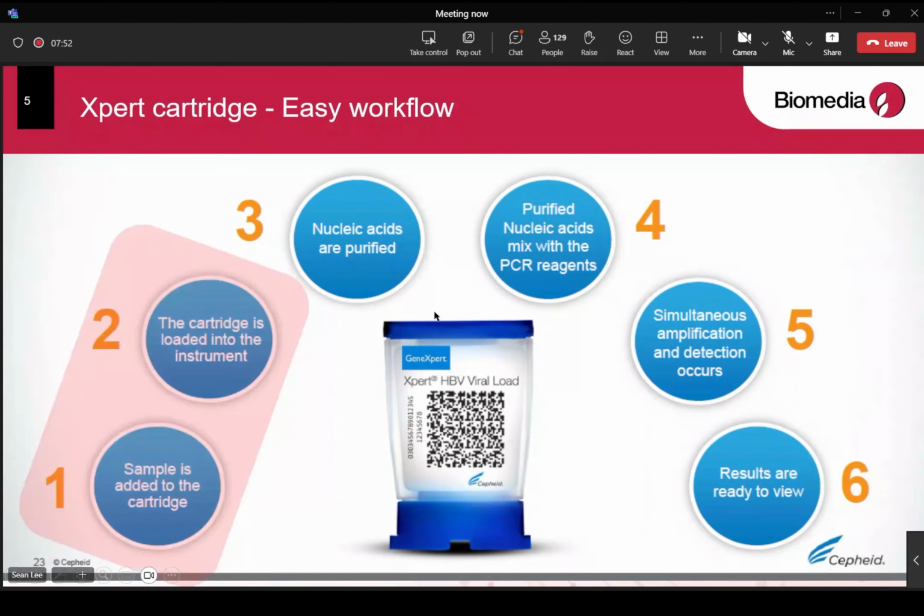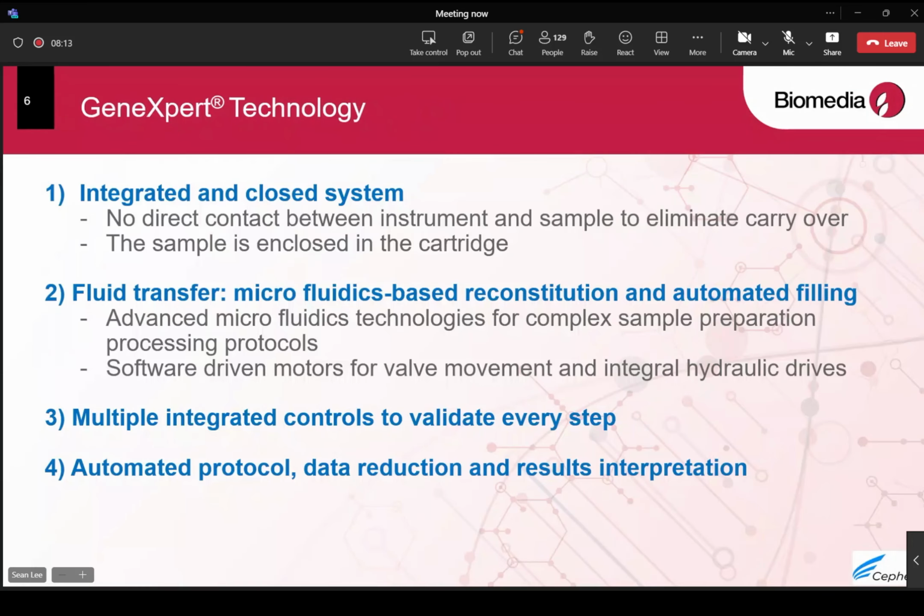Okay, then the system itself is an RT-PCR machine. You purify the nucleic acids, amplify, mix it with the PCR reagent, do the amplifications and detections. Then last, it will interpret the result for you, and you just get the result and report to the clinicians. That's how easy it is. So I'll introduce a little bit on these GeneXpert technologies.